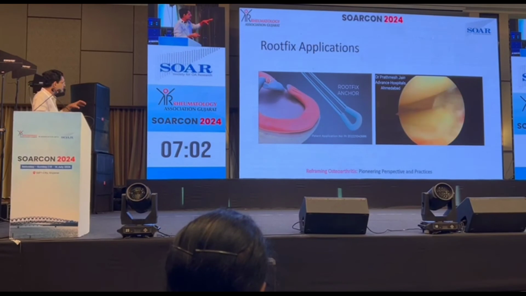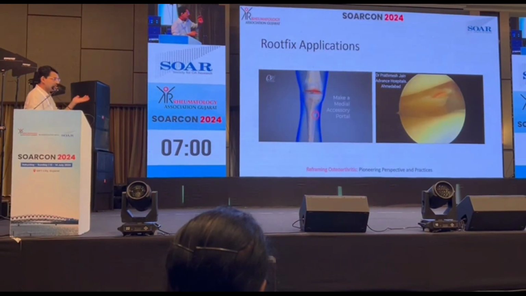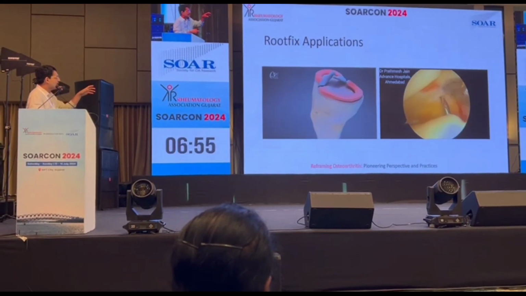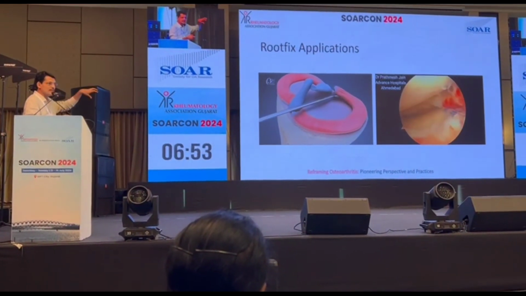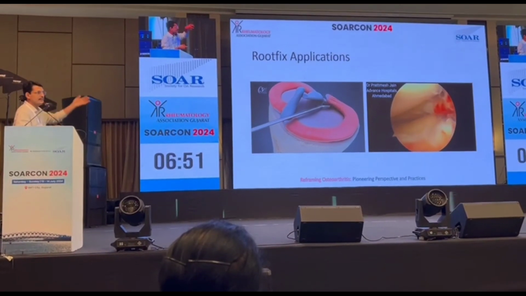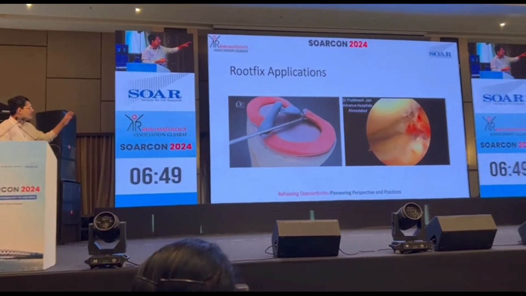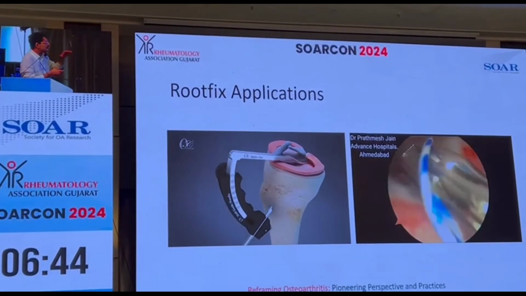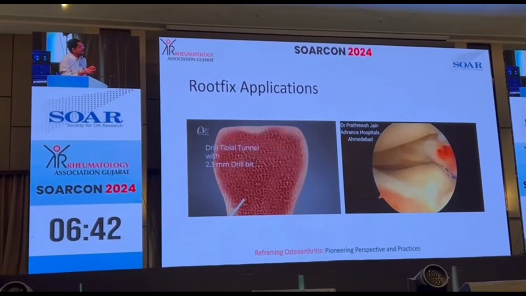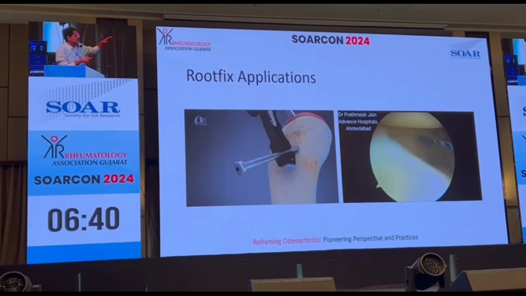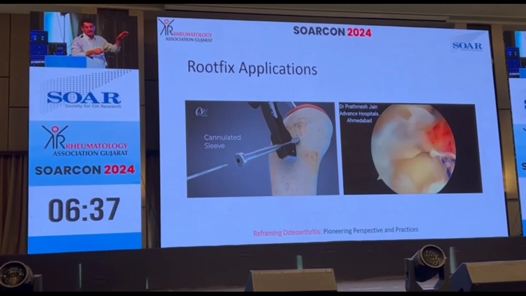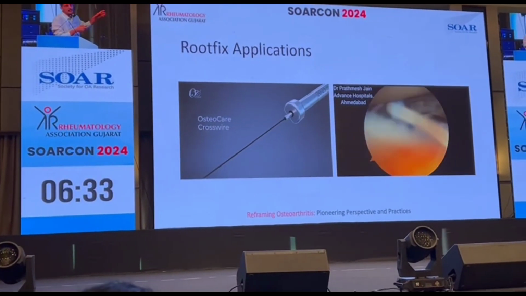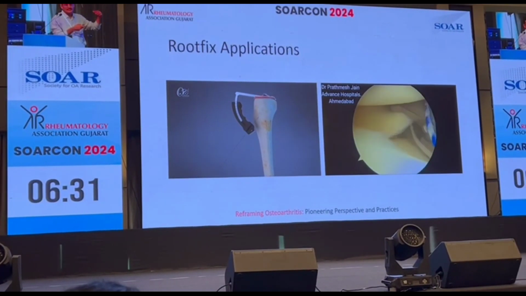This is an animation. When the root is avulsed from its attachment, we put an anchor in a retrograde fashion. So where the root is torn, we put an anchor in a retrograde fashion. These are the two simultaneous videos: one is an animated video, one is an actual video. The drill goes in, and over that we put a needle. Over that needle we put a wire, and over that wire we put an anchor. So these are three steps.